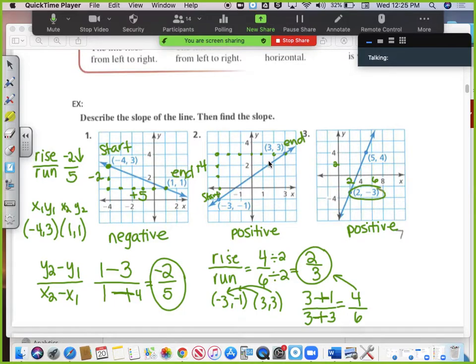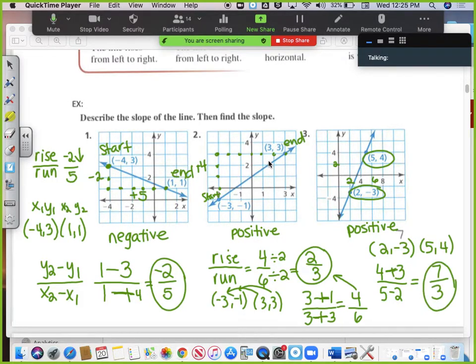So instead, I'm going to use the 2 ordered pairs here, (2, -3) and (5, 4), and find the slope just using the formula, because even I get confused with doing the counting part, rise over run, unless they're going by 1s. So using the formula, I will do 4 minus -3 over 5 minus 2. 4 minus -3 is 4 plus 3, which is 7. 5 minus 2 is 3. The slope of this is 7/3.